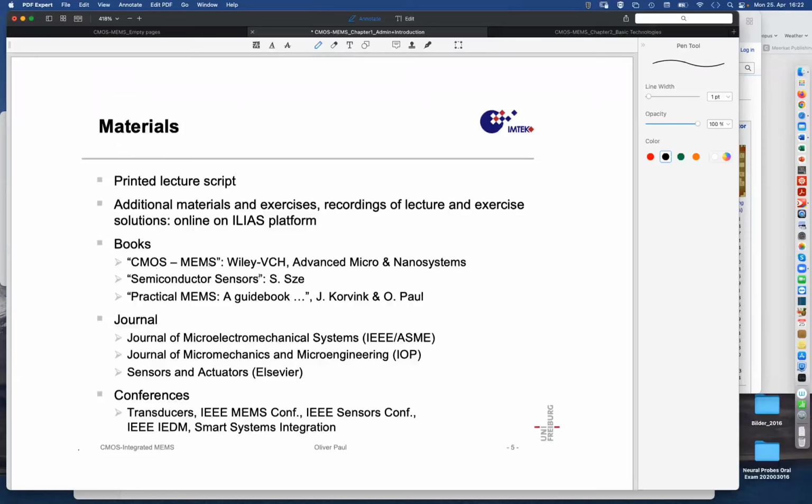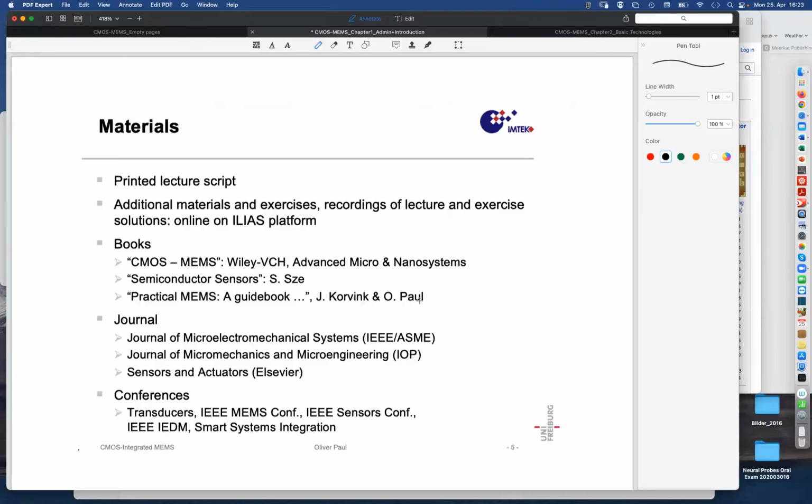There is a book by Simon Sze. I don't know Chinese, but in English he's usually pronounced Sze. I'm sure that people from China will object. Semiconductor Sensors is an old book from 1994, I think, but it gives you broad ideas. And then there is A Practical MEMS Guidebook by Korvink and Paul, from more recently, not very recently, that also provides a number of ideas. It's also available in the library.